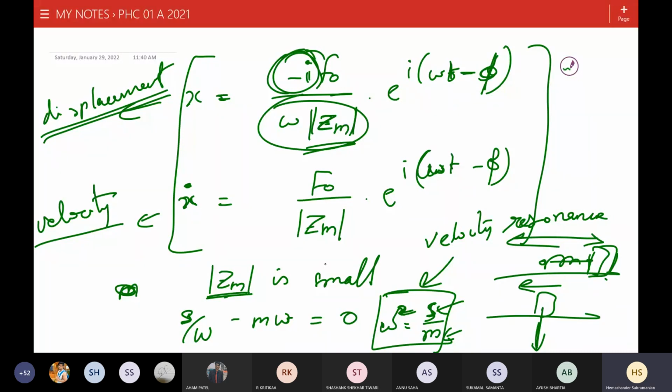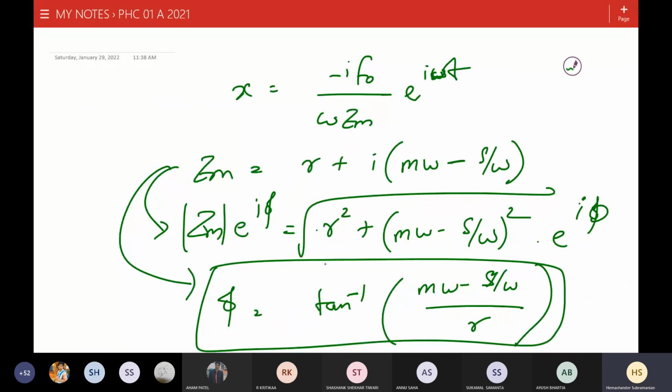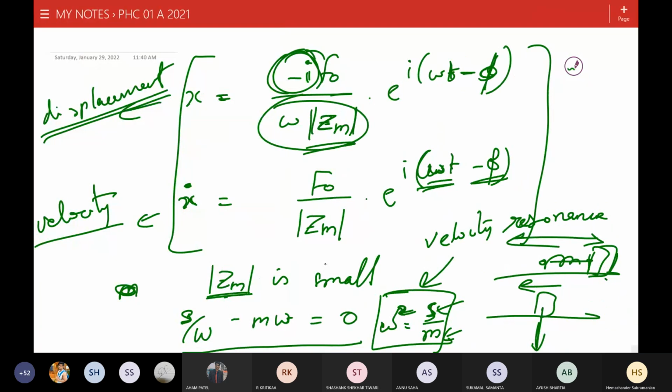Now, for velocity resonance, if omega squared equals S over m, what happens to the phase lag phi between the velocity and the applied force? Phi is zero, because this S over omega minus m omega is zero, and phi is the tan inverse of this over R. If that is zero, phi is zero. There is no phase lag at resonance between the applied force and the velocity. They are in phase.